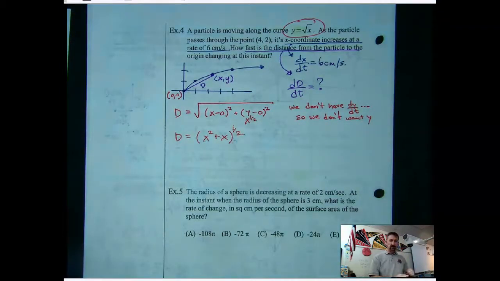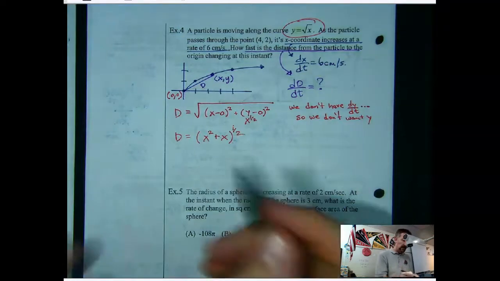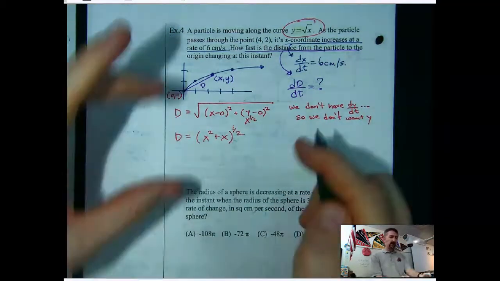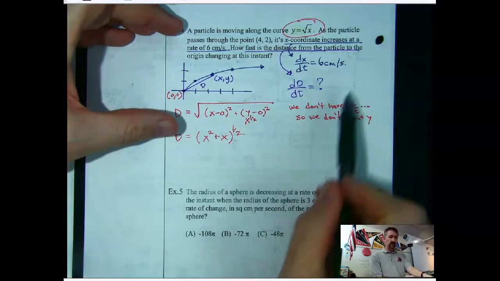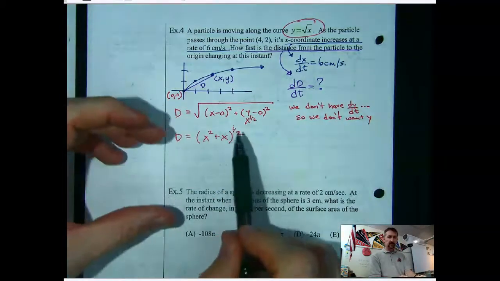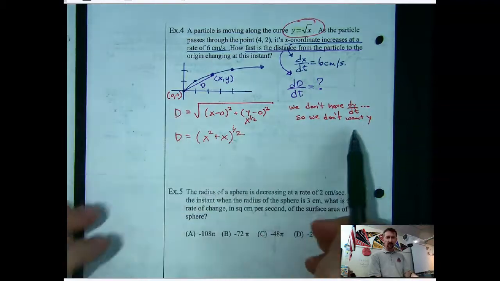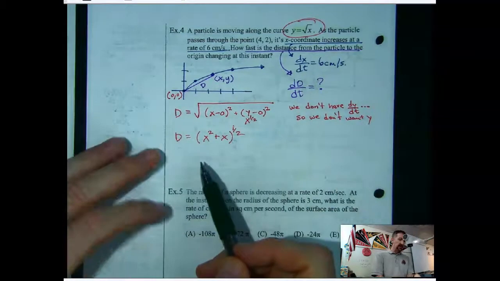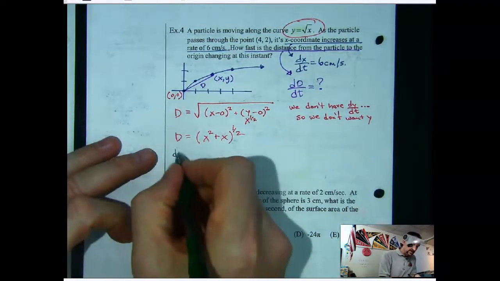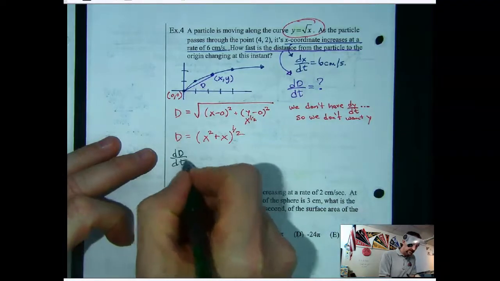So in the last two examples, we had to eliminate a variable. Now, that's step 3. Step 1 and 2 is to list everything that we can list and draw a picture. Step 3 is to come up with an equation, see if we have to eliminate that extra variable. And step 4 is to take the derivative. So now we're going to take the derivative.